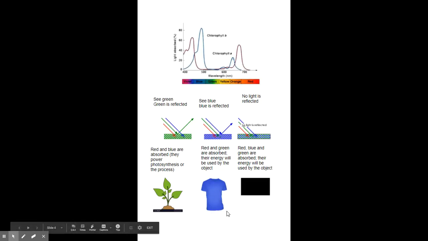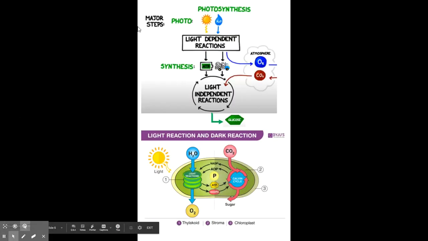If you have on a blue shirt, what's reflecting is that blue color, whereas the red and the green would be absorbed, which is what causes energy or heat to be felt in that shirt. And then finally, when all colors are absorbed and none are reflected, we see black. And that's why during the summertime or in a lot of heat, you actually tend to get warmer if you have on dark clothing.